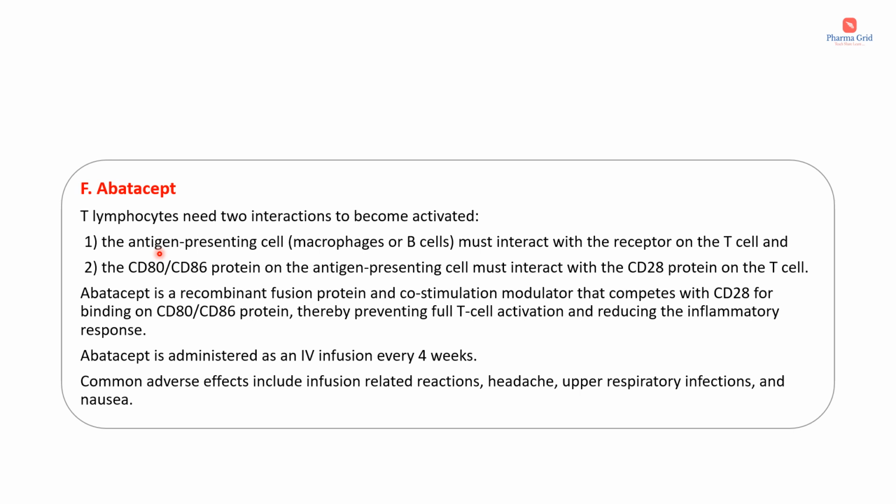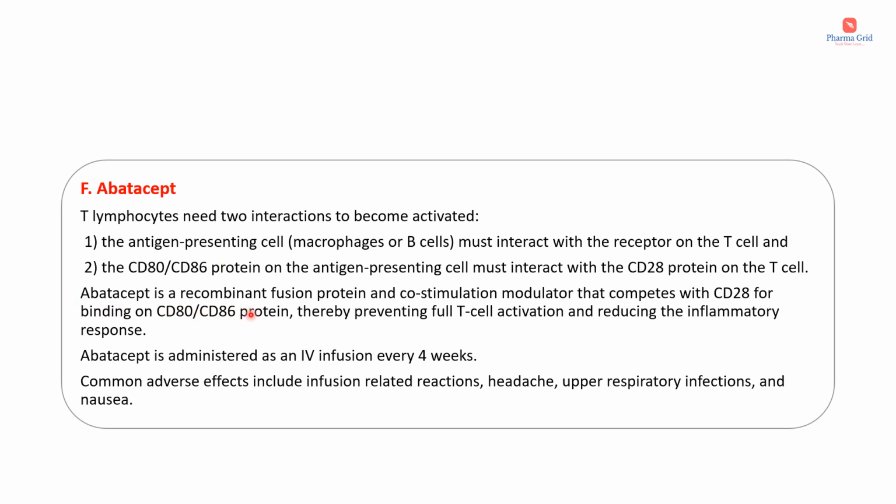So the first one is that the antigen presenting cell, mainly the macrophages or the B cells, must interact with the receptors on the T cell. And the second step is that the CD80/CD86 protein on the antigen presenting cell must interact with the CD28 protein on the T cells. That is, these two interactions are needed for the T lymphocytes to become activated.